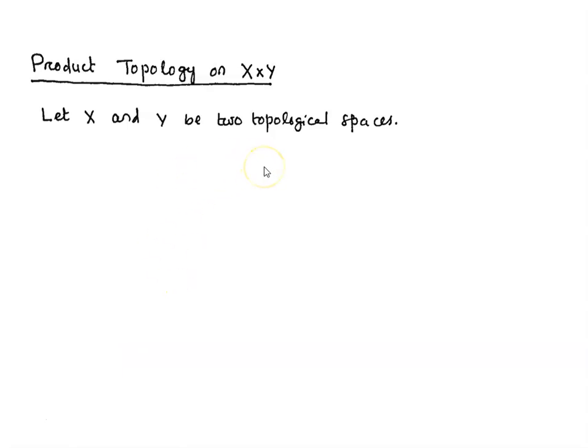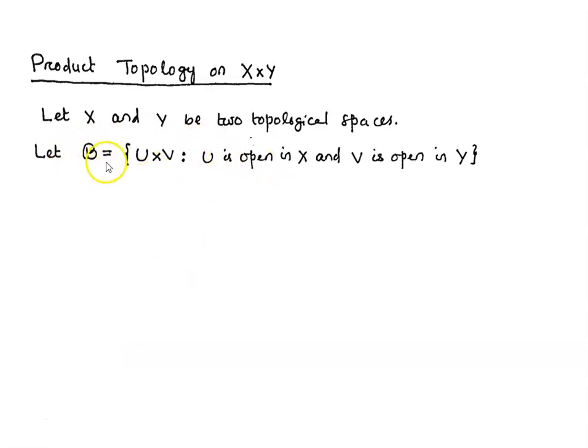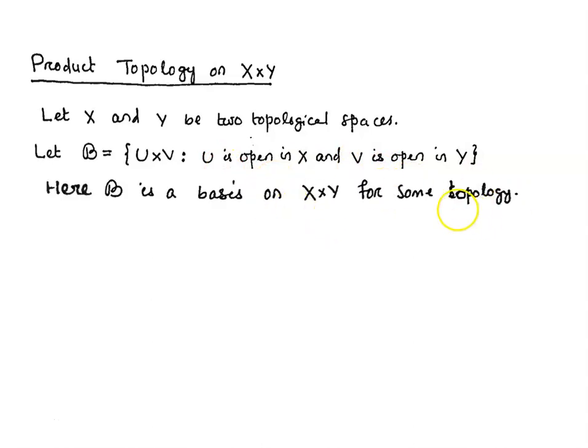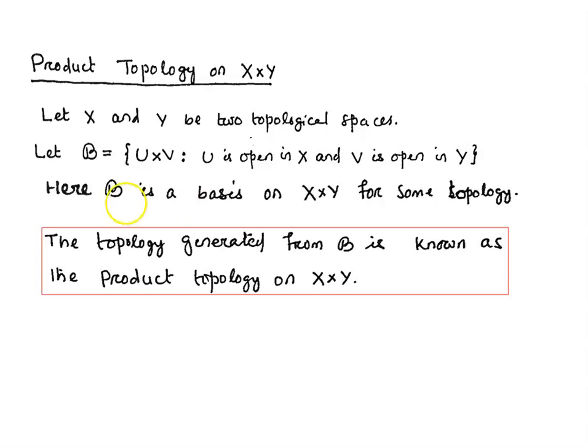Let X and Y be two topological spaces. Let us collect B as collection of U cross B, where U is open in X and B is open in Y. That means B contains product of open sets in X with open sets in Y. Here B is a basis on X cross Y for some topology. We have proved that B is a basis in the previous lecture. Since this is a basis on X cross Y, this generates a topology. The topology which is generated from this basis B is known as product topology on X cross Y.